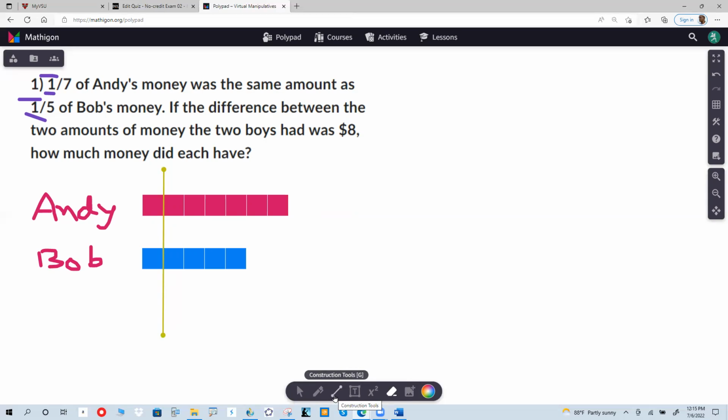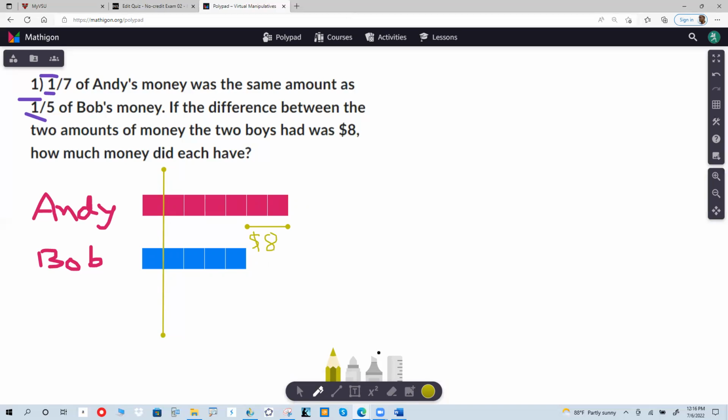Now, it says the difference between the two amounts of money the two boys had was 8. This is the difference. This has to be the $8. Good. The 2 squares are the extra amount. It doesn't say who has more. Clearly, Andy has more. Andy has $8 more. I'm going to write $8 right here.